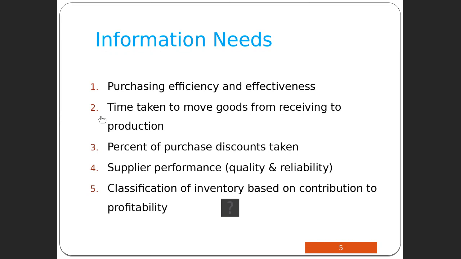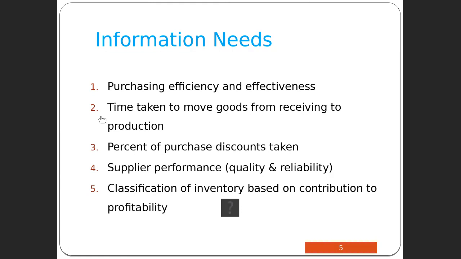Number two, time taken to move goods from receiving to production. Now, we're going to study the production cycle next week, inshallah. Or actually, starting from Tuesday, we'll start and we'll finish next week. The production cycle uses the inventory that is stored in the warehouse, which was purchased by the expenditure cycle. So the expenditure cycle's responsibility is to order and receive the inventory and store it in the warehouse. And if there is production, then the production cycle gets the inventory from the warehouse.